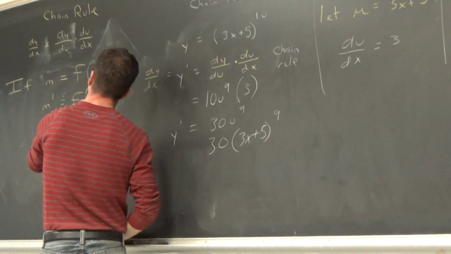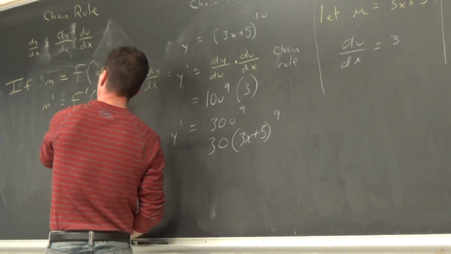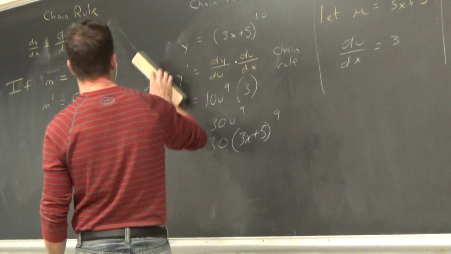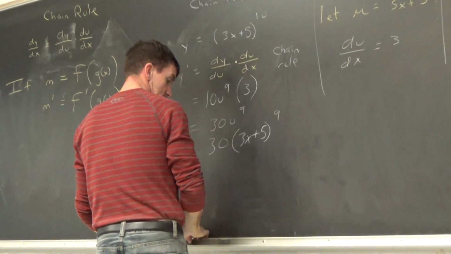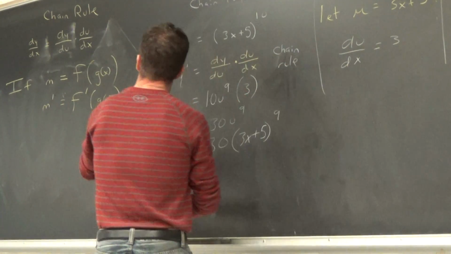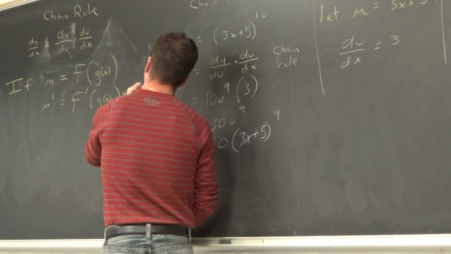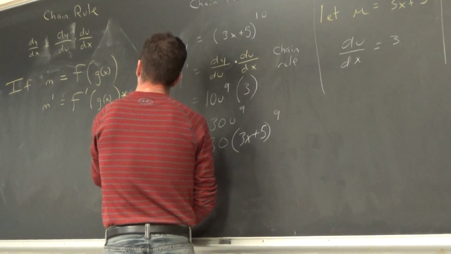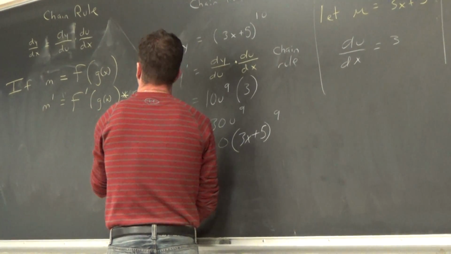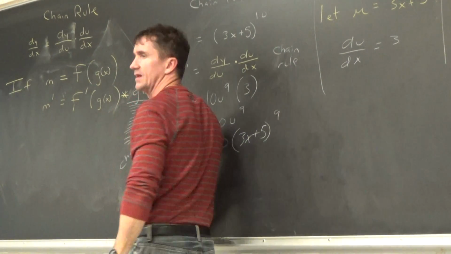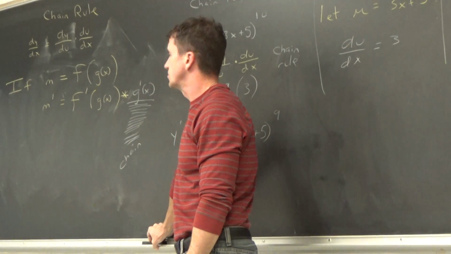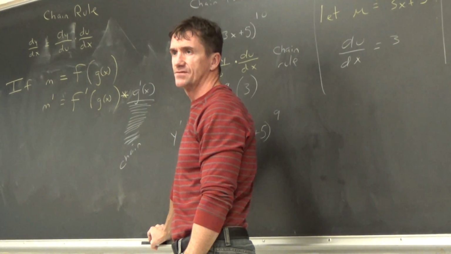f prime of g multiply g prime of x. It's called the chain. We call that the chain. So that's how you could differentiate a composite function.